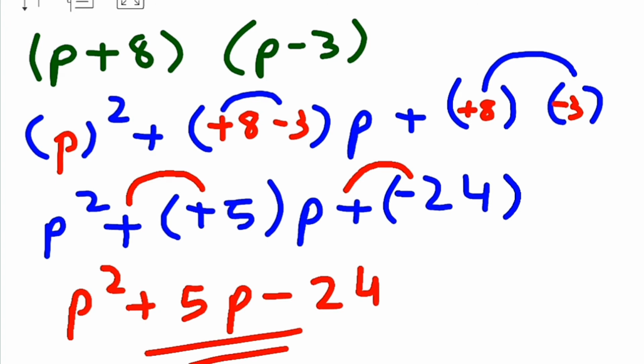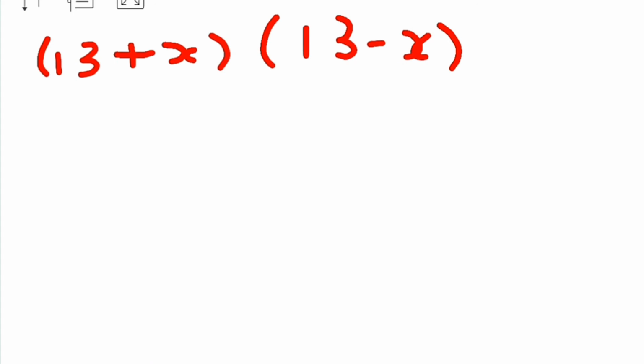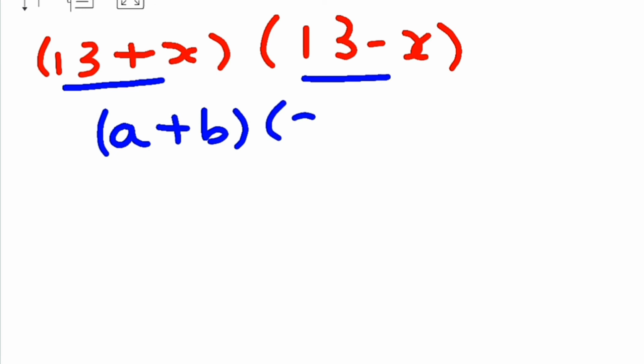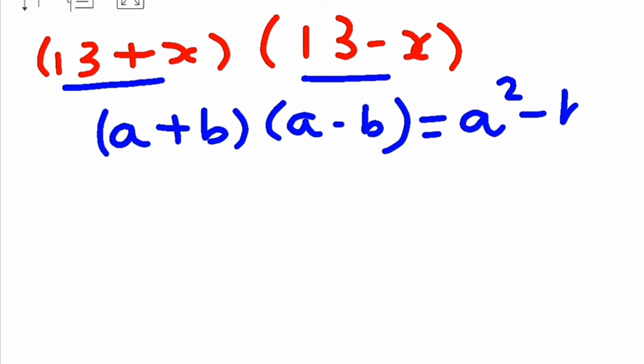So this way the third question has been solved. 13 plus x and 13 minus x. Now you can see a resemblance in the question. This term is in plus and this is in minus. So the formula for this will be a plus b, it is in this form. And the second term is a minus b, it is in this form. Understanding, children? So it will give you the answer as a square minus b square.